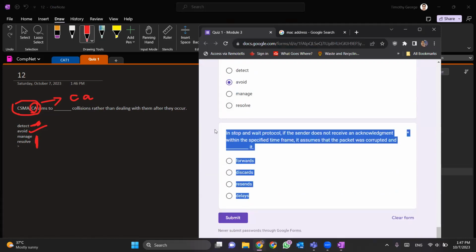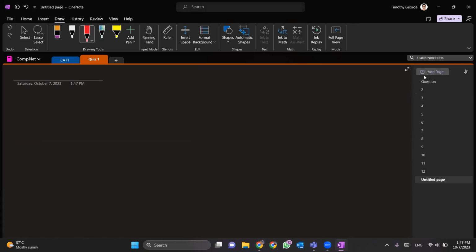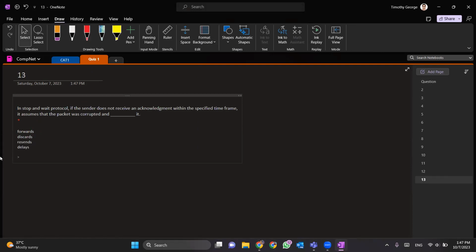Okay, the last question, 13th question. In the stop and wait protocol, if the sender does not receive an acknowledgement within the specified time frame, it assumes that the packet was corrupted and dash it. So what happens in stop and wait? You have a node, you have another node, it sends information, sends data, and then there's an external timer. So let's say that is a timer. It sends the data from here and then it waits for the timer.